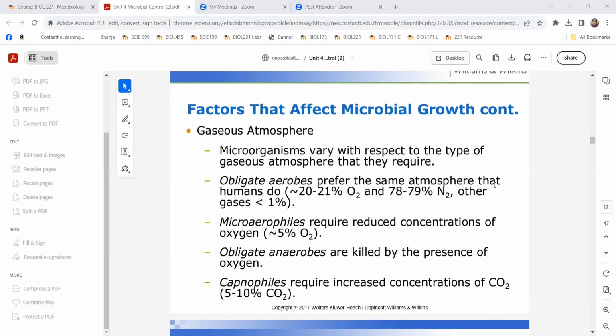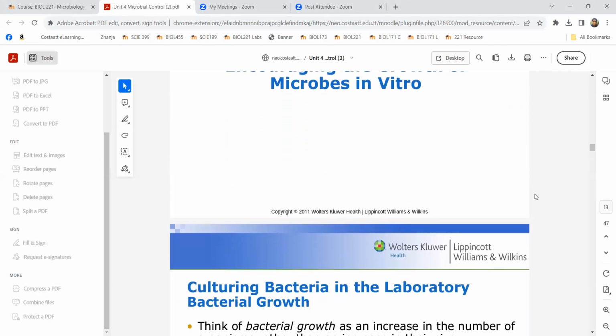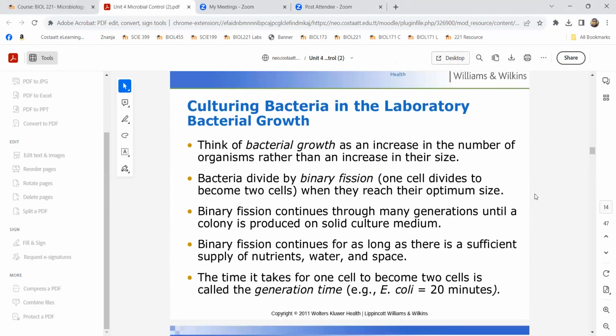Microaerophiles require reduced concentrations of oxygen, about 5%. Obligate anaerobes do not need oxygen at all. They are killed by the presence of oxygen. Capnophiles need carbon dioxide, about 5 to 10% carbon dioxide in the atmosphere for survival. So obviously, if we're culturing bacteria in the laboratory, we need to create an environment that is ideal for them, that has all of these different components readily available to them.